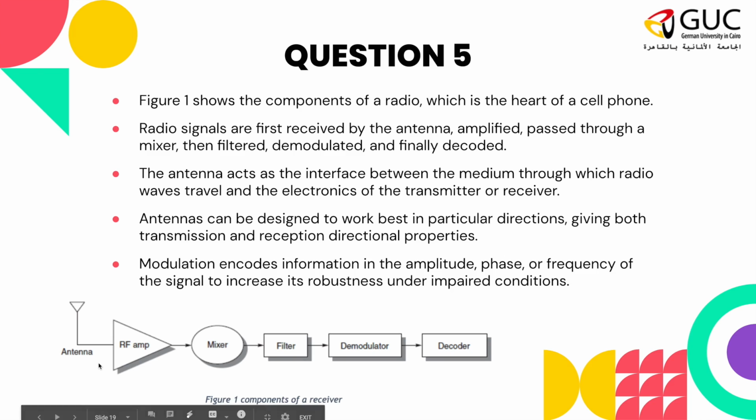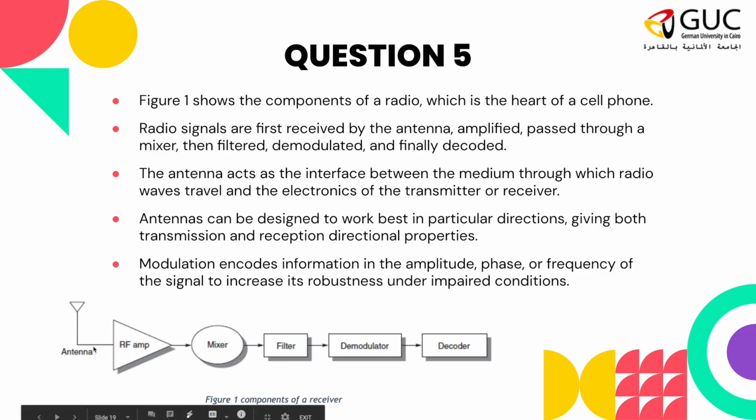We have here an antenna, an RF amplifier, a mixer, a filter, a demodulator, and a decoder. I guess the DMT guys will be familiar with such stuff. The radio signals are first received by the antenna, amplified, and passed through a mixer, then filtered, demodulated, and finally decoded.